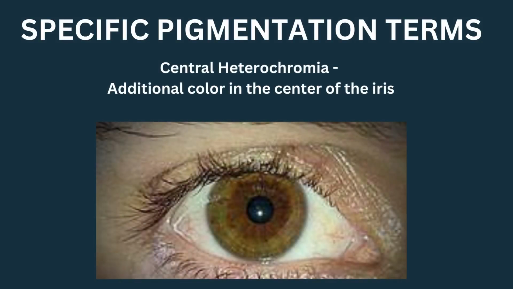Oh, look at that eye. That is just gorgeous. Okay, so central heterochromia is just like it sounds like. It's the color that's in the center of the iris. You can see all of that extra coloring is around the pupil. It's around the pupil. So it's the central part of the eye, the center part of the eye. So this is called central heterochromia.